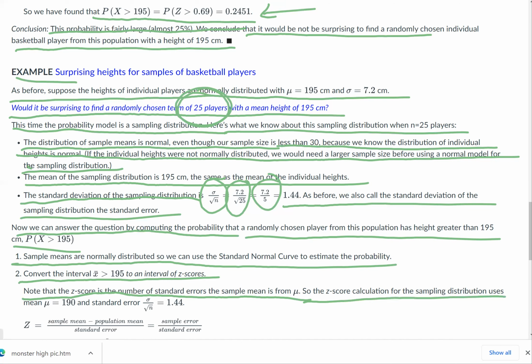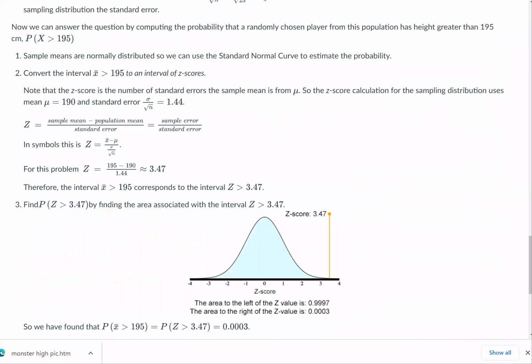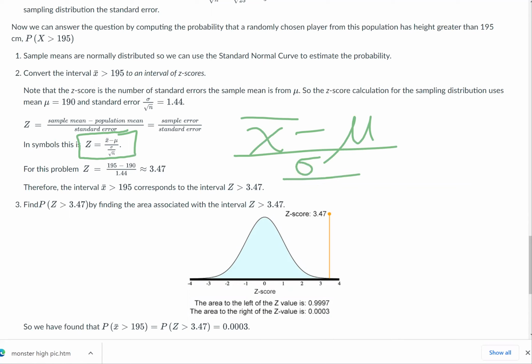So the z-score calculation for the sampling distribution uses mean 190 and standard error, now not just sigma, but sigma over the square root of n, 1.44. Now we'll calculate the z-score with those. As they illustrate here, in the previous example above, we did capital X minus mu over sigma, but now it's not capital X, we're looking at the sample mean, X bar minus the mean of the population over the standard error, but the standard error is not just the standard deviation, it's the standard deviation over square root of n, standard error.